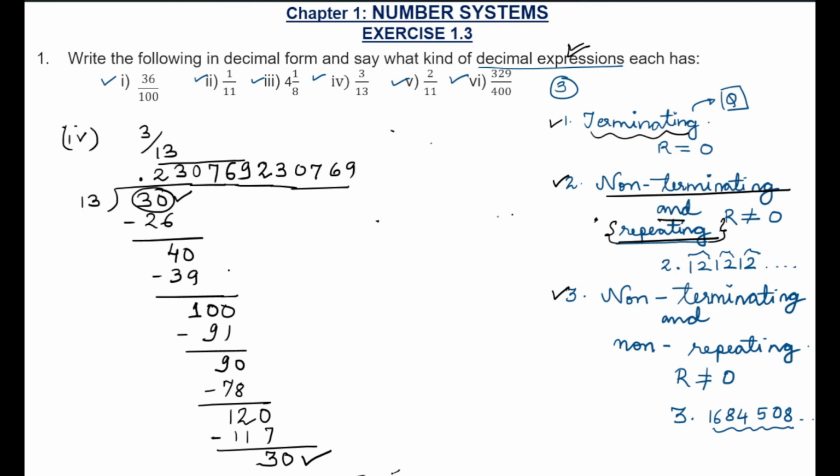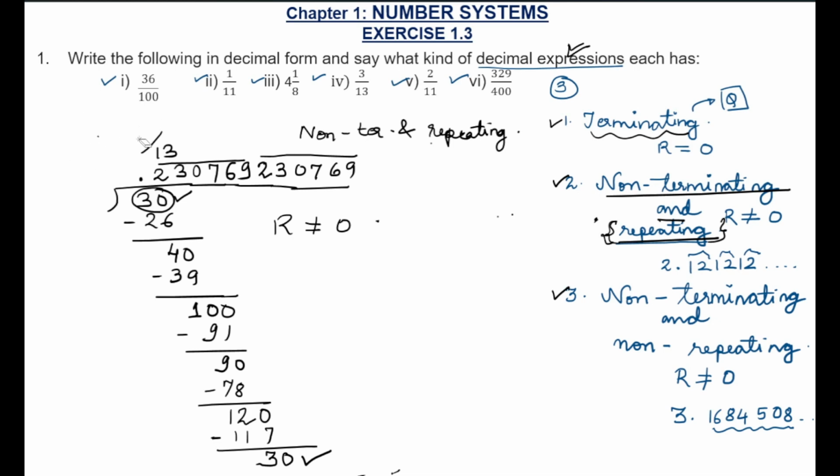So what type of decimal expression is this? First of all, the remainder is not equal to 0. It means it is non-terminating. And at the same time, the pattern is repeating here, right? The decimal values are actually getting repeated here. So what can you say? It is non-terminating and repeating. So question number 4 is of the category non-terminating and repeating, or recurring.